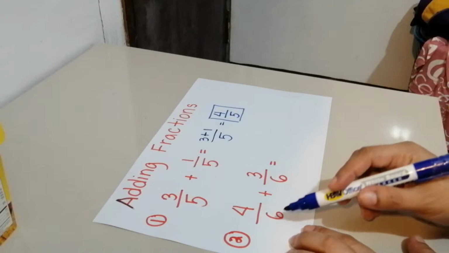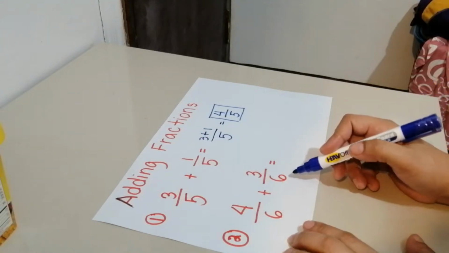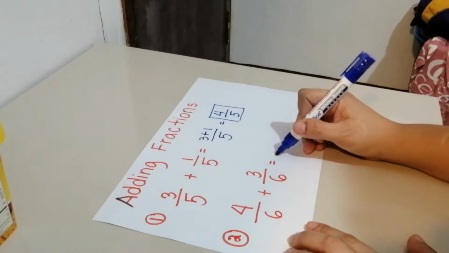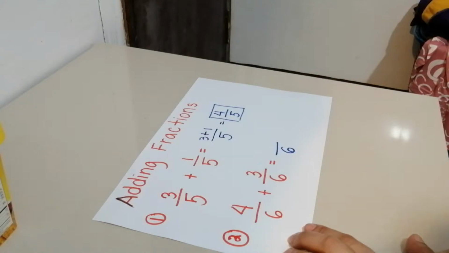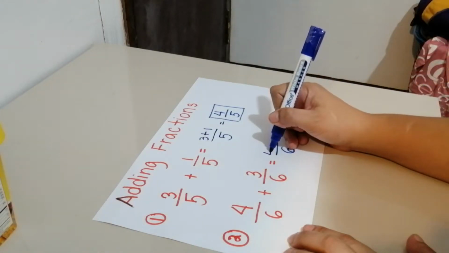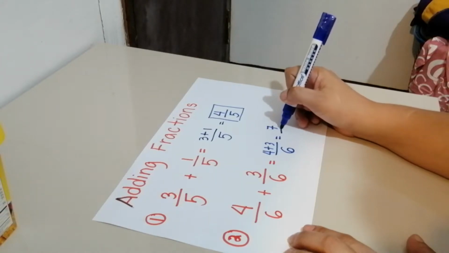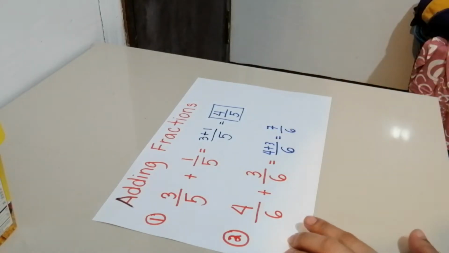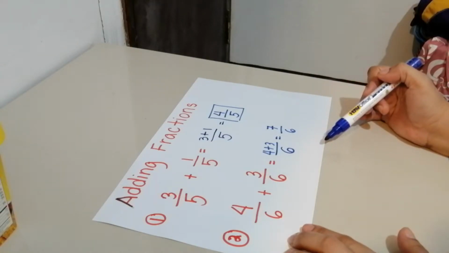Next, this one, 4 over 6 plus 3 over 6. As you can see, pareho na naman yung denominator. So, ang gagawin lang natin, kukopyahin mo lang yung denominator dyan. And then the next thing is you add 4 plus 3, which is equal to 7 over 6. Okay, so nakikita mo, 7 over 6 is an improper fraction.